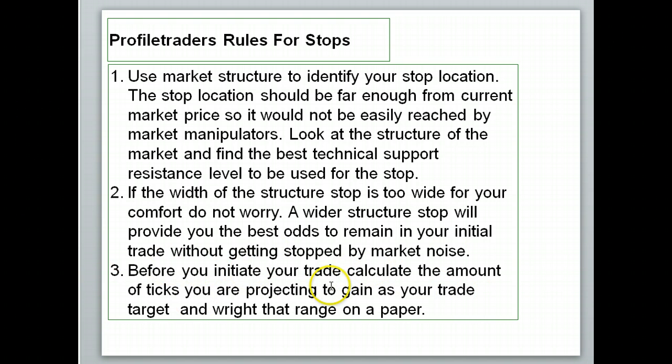Before you initiate your trade, calculate the amount of ticks you are projecting to gain from your trade and write that range on a paper. So if you buy at 20 and you expect the trade go to 25, that's 5 points range. Always have that in mind. Why? We will see why.